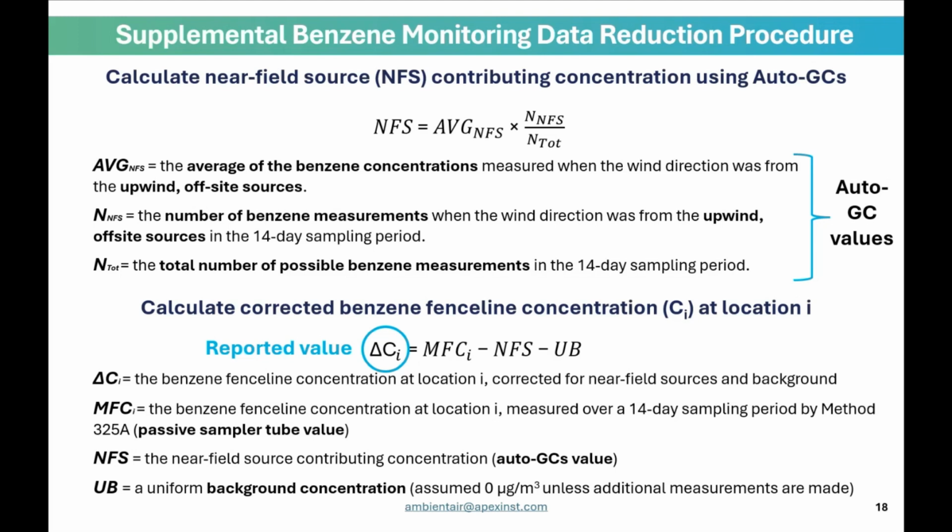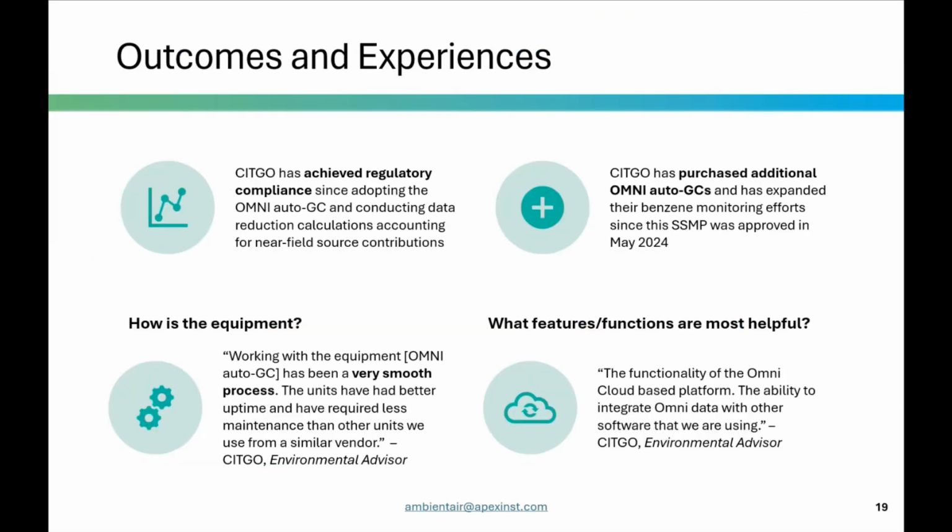And then CITGO reports either the standard passive sampler tube value or the corrected result with an explanation that the auto GCs were used in the correction value. And so that pretty much wraps up how CITGO used the auto GCs for their SSMP related to 325.